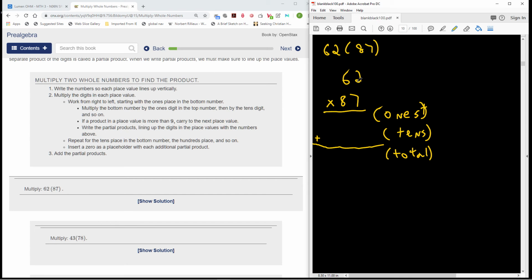So we have 7 times 2 is 14. 6 times 7 is 42. Plus 1 is 43. Down my 3. 43. And it gives me my number of ones.